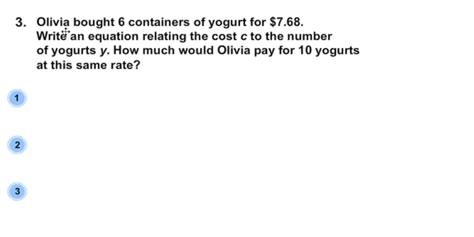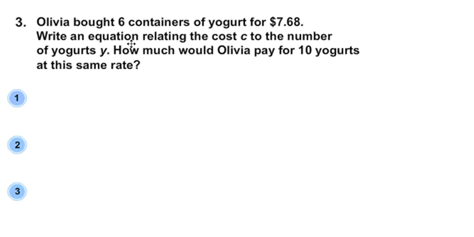Okay, so example 3. Olivia bought 6 containers of yogurt for $7.68. Write an equation relating the cost, C, so they're telling us what they want us to use for the variable, C is for cost, to the number of yogurts, Y. How much would Olivia pay for 10 yogurts at this same rate? So this is a little different because they don't actually want us to use proportions. They want us to create an equation.